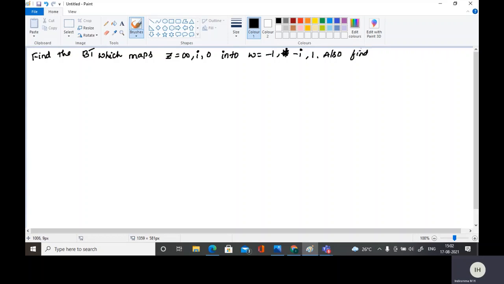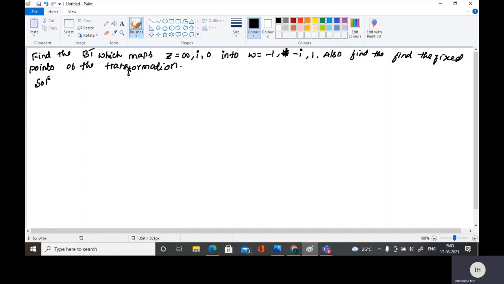find the fixed points of the transformation. Fixed points is nothing but invariant points.